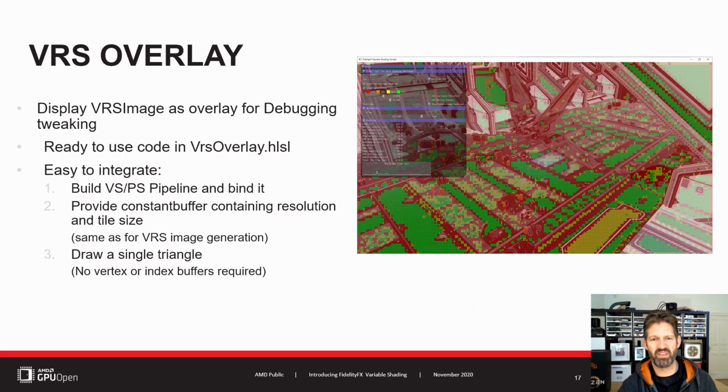I previously mentioned the shading rate image overlay and how I suggest to implement it for debugging and tuning the VRS parameters. The relevant code for this is in the sample and it's located in the file vrsoverlay.hlsl. It contains a vertex and pixel shader that renders a full screen triangle displaying the VRS image. To integrate this into your code, you simply need to build a pipeline using the shader, bind the VRS image as a texture and the constant buffer used for generating the VRS image, and then issue a single draw call for a triangle, no vertex or index buffer required.